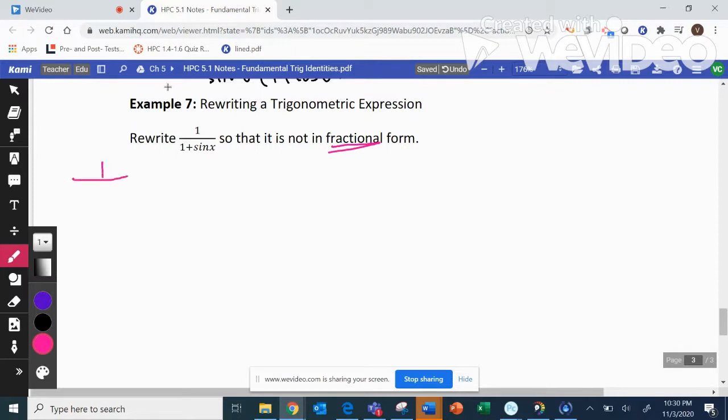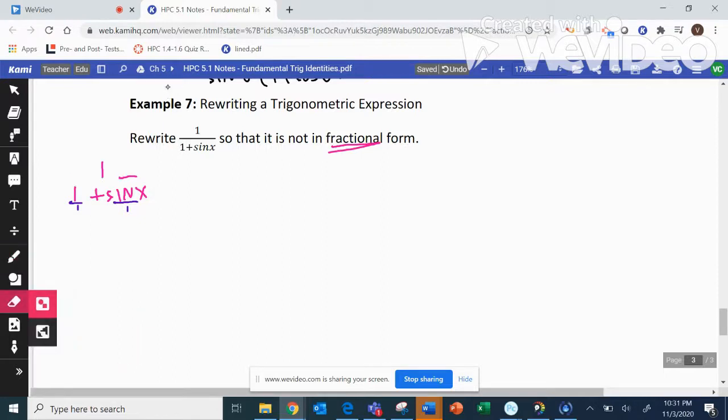So I've got 1 over 1 plus sine x. If I want this to not be a fraction, I need to get rid of the denominator. In order to get rid of the denominator, I need to multiply by the reciprocal of the denominator. But I can't do that because it's two different terms. So what I'm going to do, nope, that's not going to work. Just kidding. I'm not going to do it that way. I totally changed my mind. I'm going to follow the way the book did it.